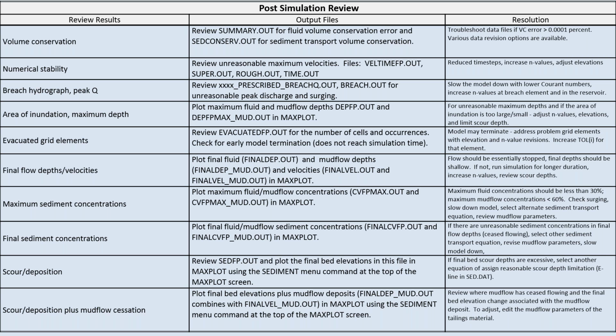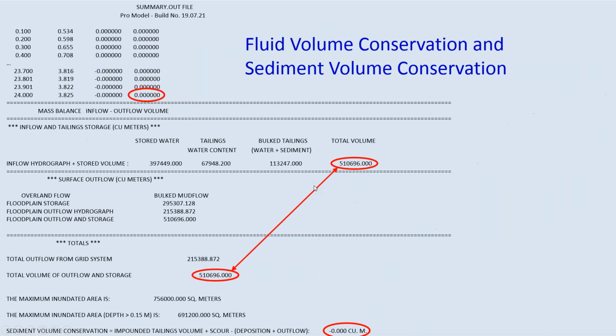Now, this is a lot of information, and I'm not expecting you to read this. I just gave it to you for when you review this PowerPoint presentation and you're running your model. It gives you an opportunity to look at what you should be reviewing in your project results in terms of model stability. Did you conserve volume? Look at maximum velocities, maximum sediment concentrations, whether you're getting any scour and deposition, and a little bit about what to do if your results don't appear to be what you might think is appropriate. Like if final bed scour depths are excessive, select another equation or assign a reasonable scour depth limitation, etc. So you get the idea. So that's just for your edification.